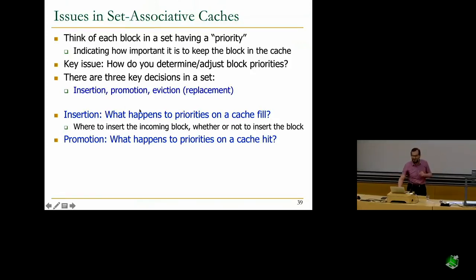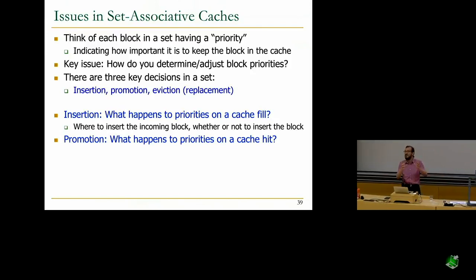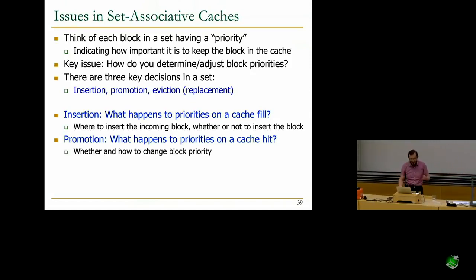I'll give you the usual decisions. Usually, for insertion, we use the LRU mechanism, the least recently used mechanism. So whenever you insert a block, the most recently used block becomes the highest priority, and the least recently used block becomes the lowest priority. That's one policy. Promotion means whenever you touch a block, you promote it to be the most recently used, which becomes the highest priority. And you change the priorities of everything else such that you maintain an order of recency of use. Of course, now this is complex, right? Whether and how to change the block priority, but you clearly have a choice of whether also.